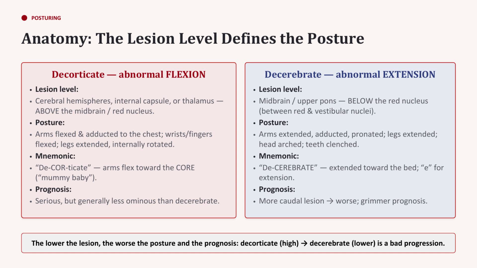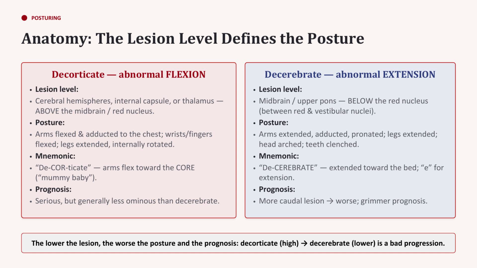Decerebrate posturing, abnormal extension, results from a lower lesion at the midbrain or upper pons, specifically below the red nucleus, classically between the red nucleus and the vestibular nuclei. Now everything extends: arms extended, adducted and pronated, legs extended, head arched back, jaw clenched. Remember the E in decerebrate for extension, and the clinical principle in the banner: the lower the lesion, the worse the posture.